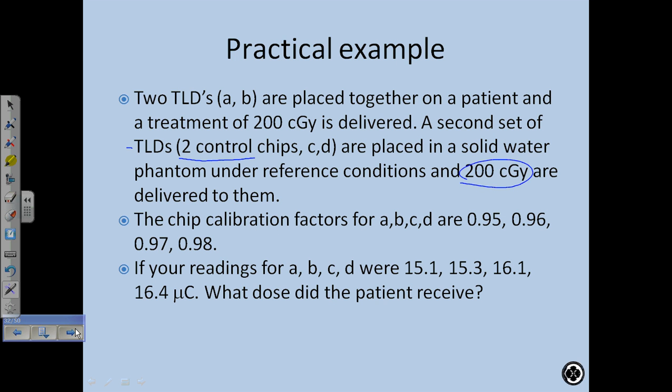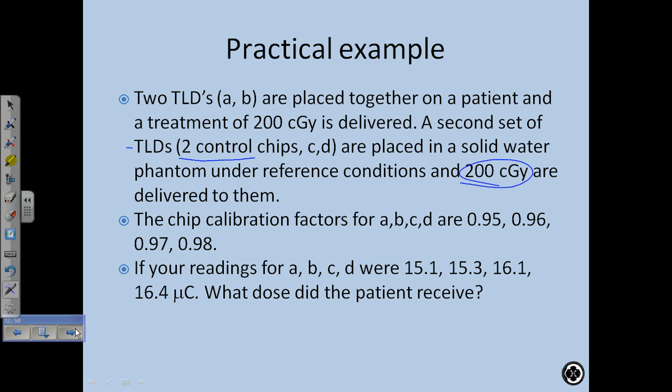And the chip calibration factors are as follows: 0.95, 0.96, 0.97, 0.98. And that comes from, remember how we annealed them, then we irradiated them all equally, and we read them out. That's where those chip factors come from. And by the way, this is not nanocoulombs. These calibration factors have no units.